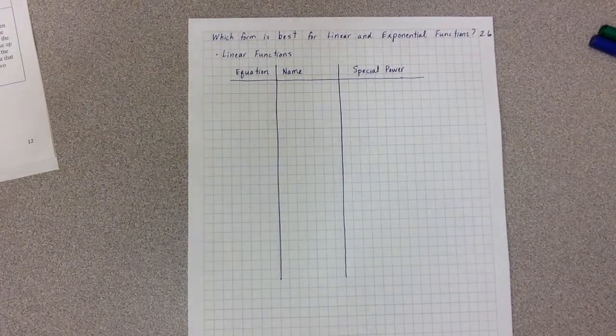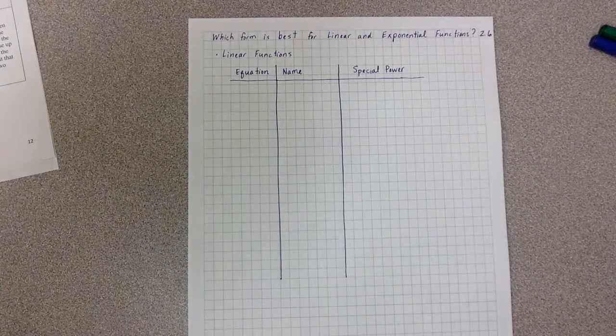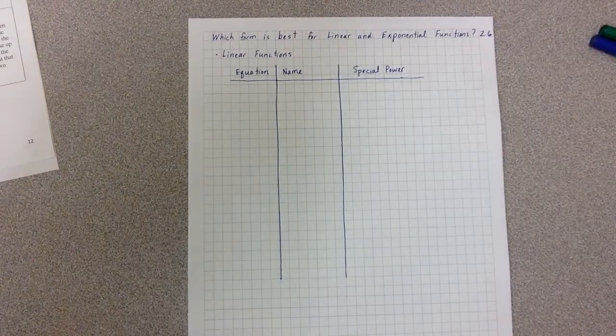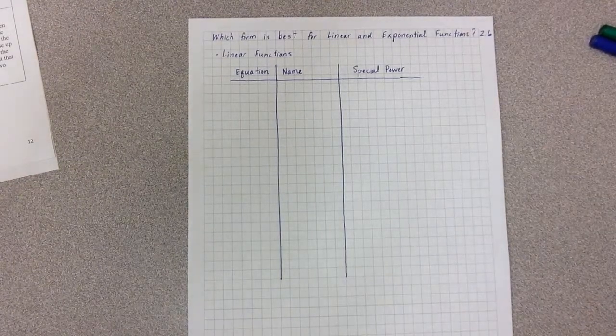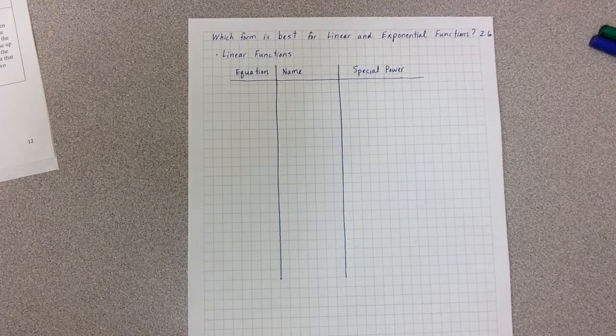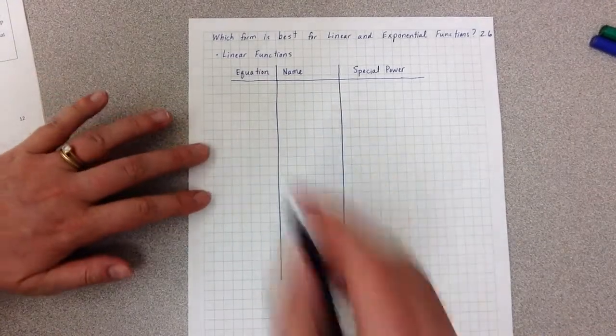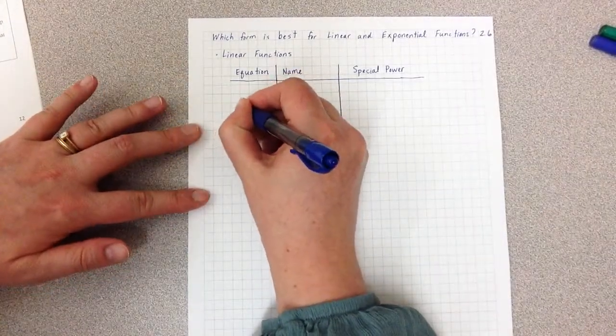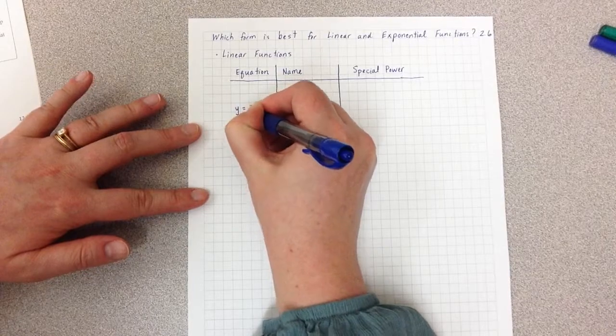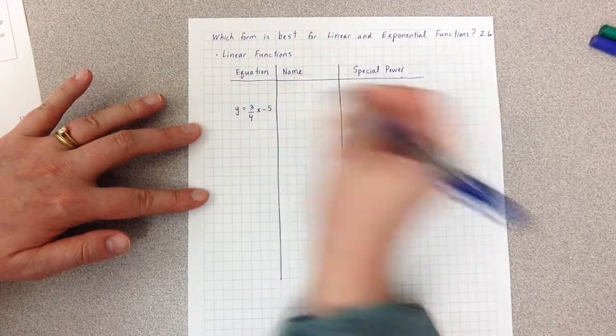These notes are on the topic that you covered in section 2.6. It's which form is best for linear and exponential functions. Basically, what special things do we get to see from them? So we're going to look at an example of an equation, y equals 3/4 x minus 5.